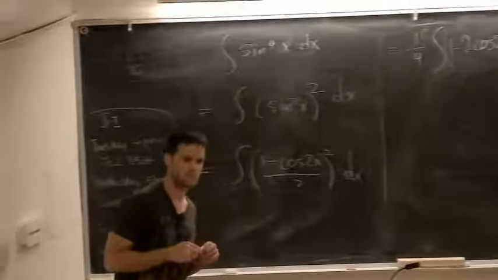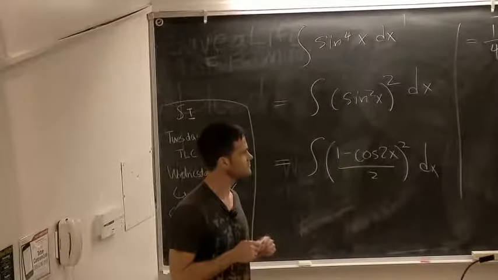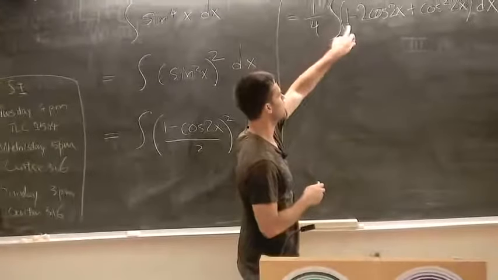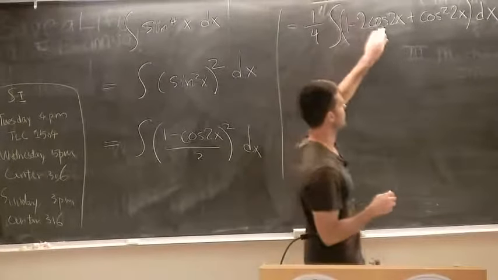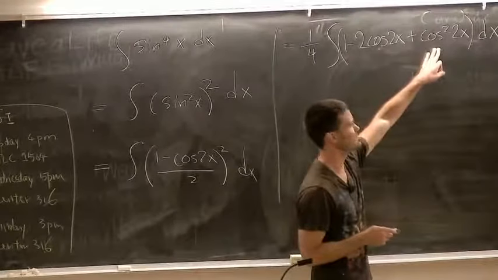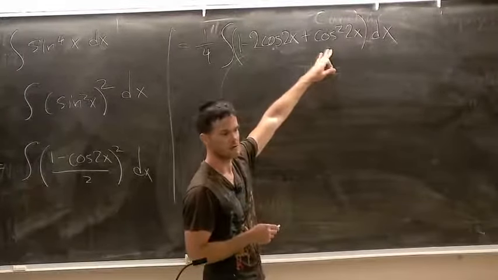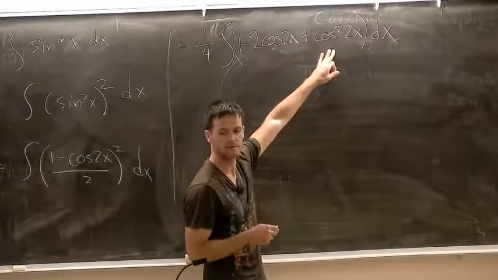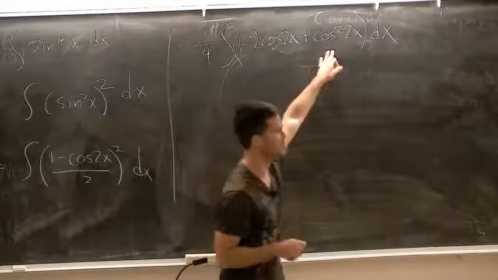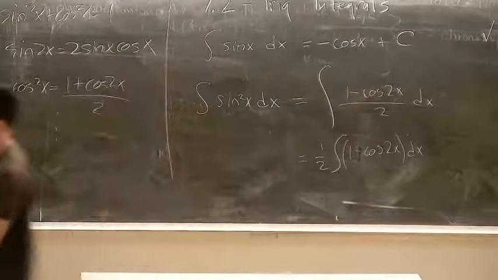Did that help? Well, we know how to integrate 1. We know how to integrate cos 2x. What about the cos squared of 2x? Do we know how to integrate that? We do. Yeah, it's the same trick that we did with sine squared. We just used the identity that has a plus sign there.